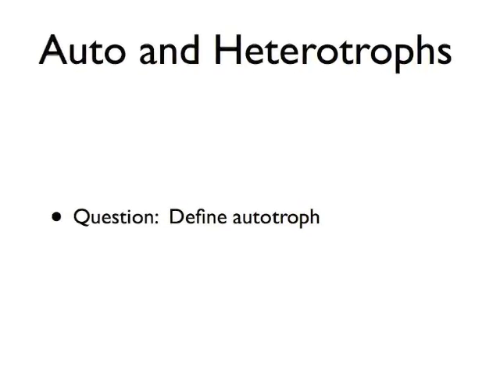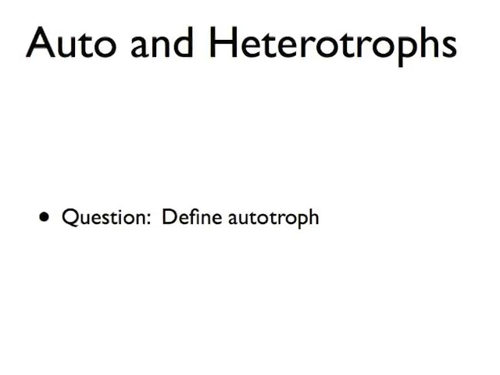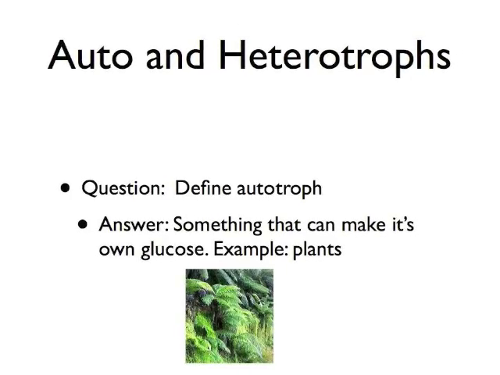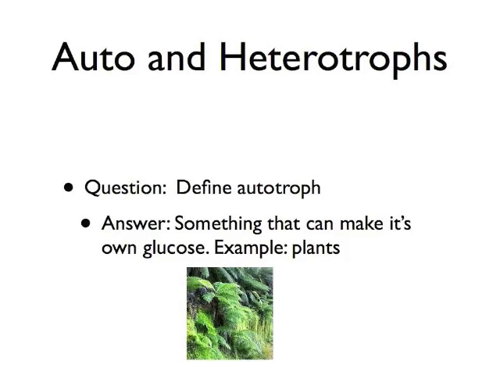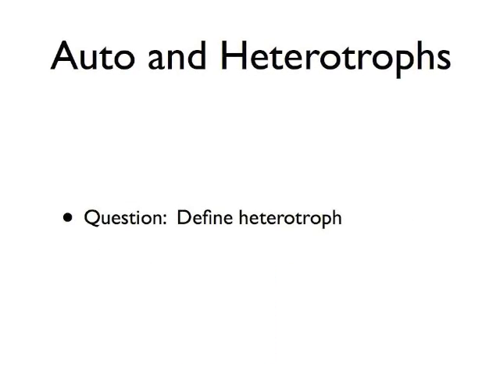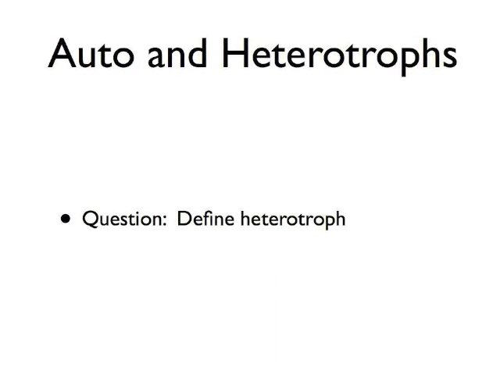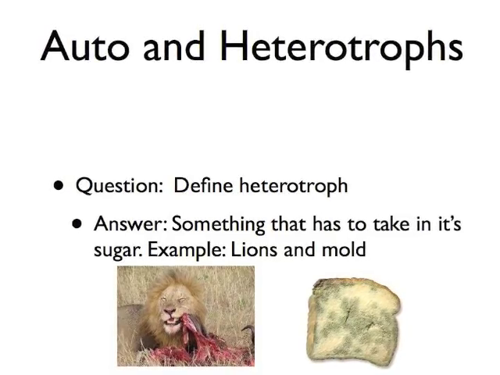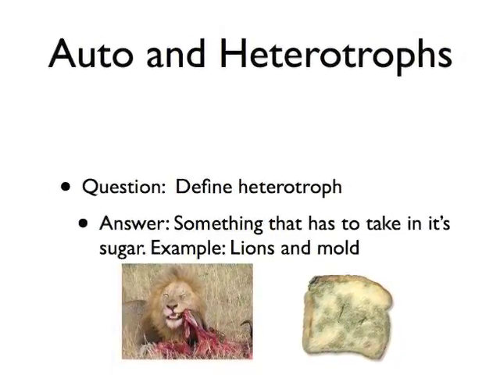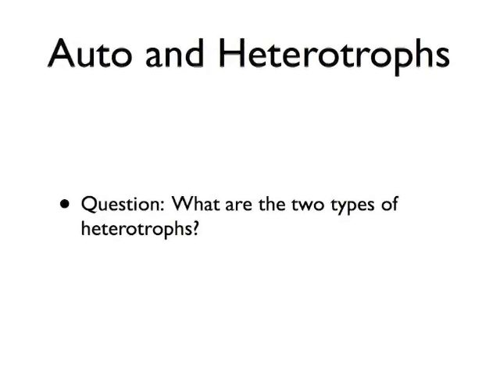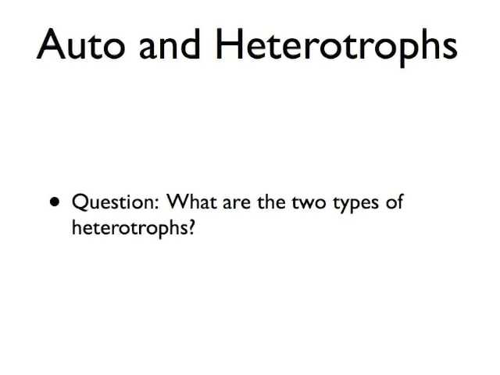Define autotroph. Something that can make its own glucose. Example, plants. Define heterotroph. Something that has to take in sugar. Lions and mold. What are 2 types of heterotrophs?